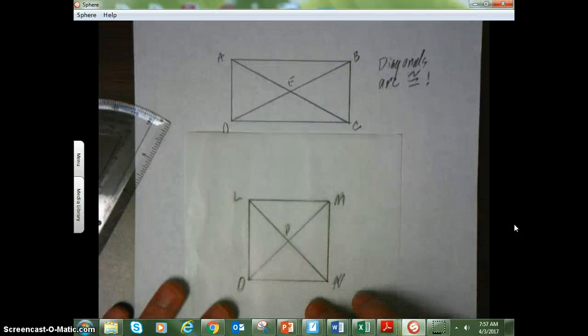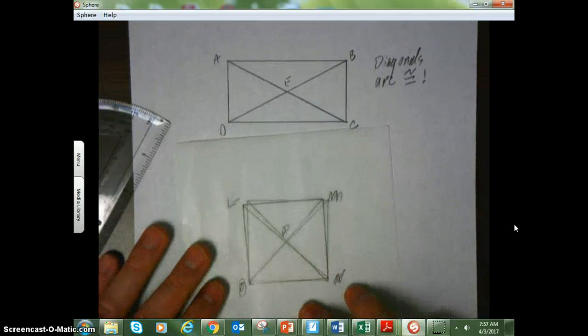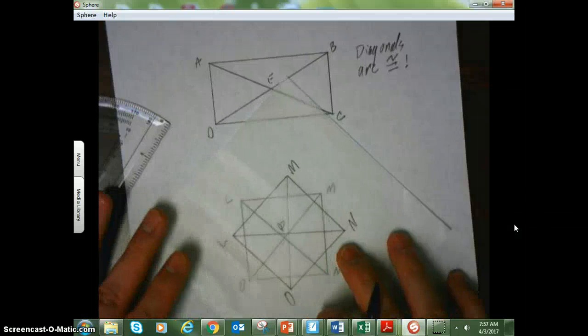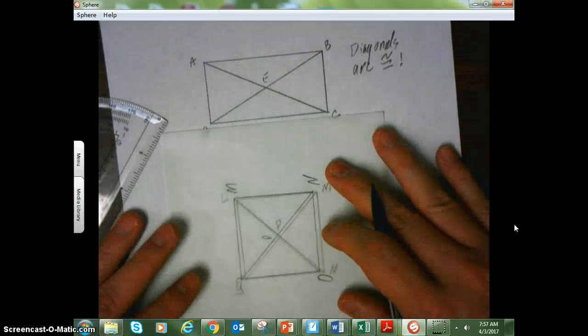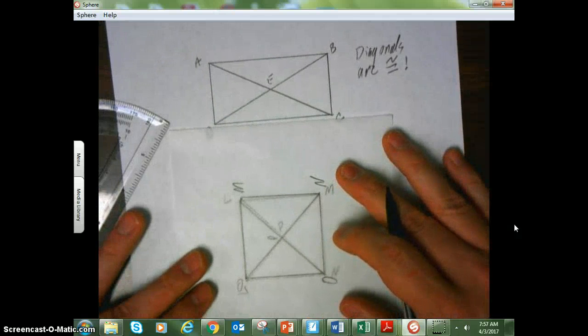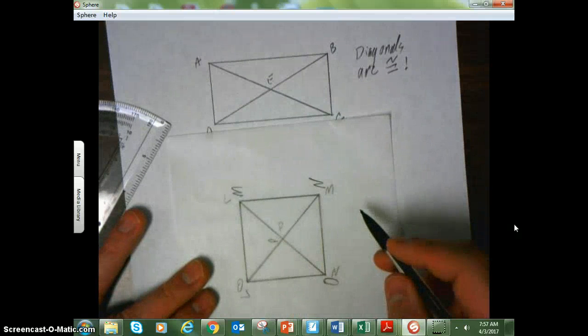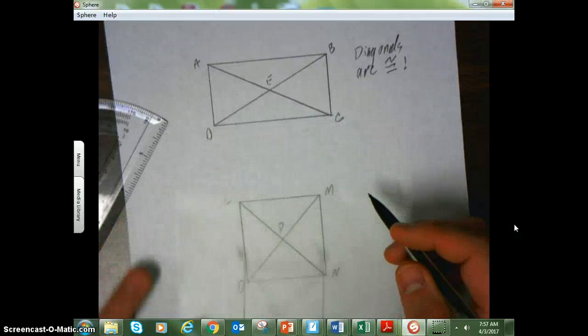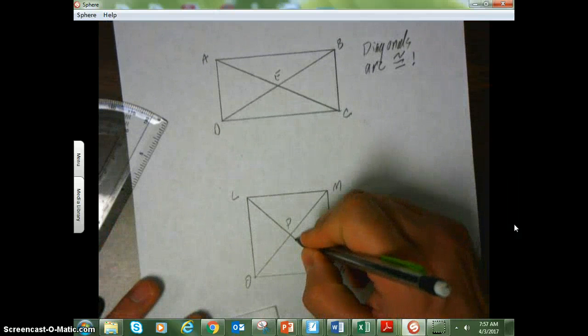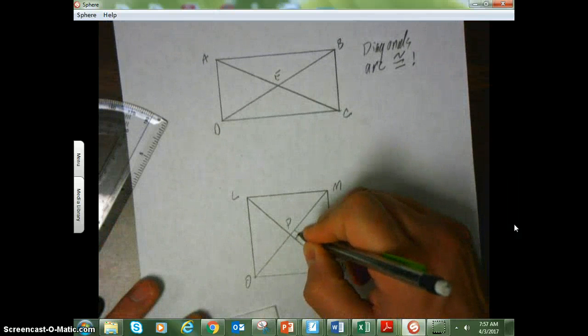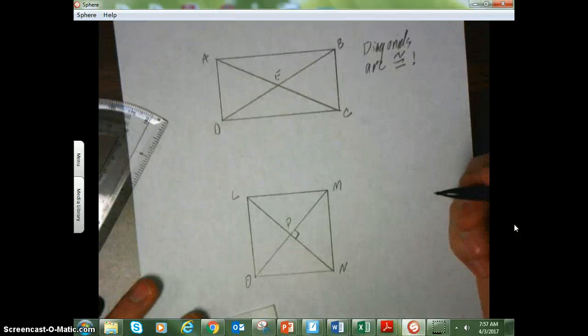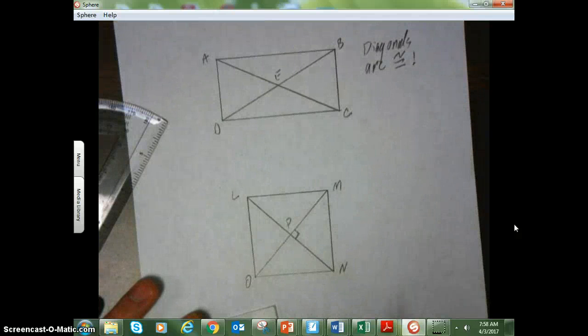So now I'm going to take my patty paper, now that I have the diagonals on here, and I'm going to rotate it 90 degrees and compare the diagonals. And we say, oh, yeah, the diagonals lay directly on top of each other when I rotate it 90 degrees. So that means that the diagonals are indeed perpendicular to each other, which is a characteristic of a rhombus.